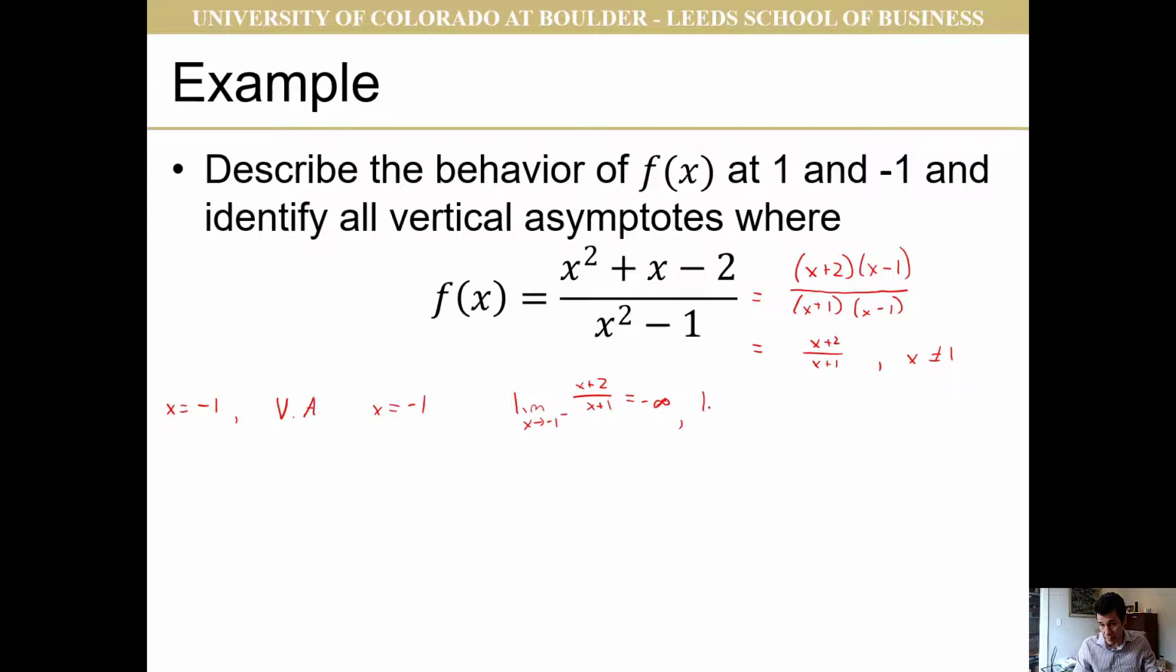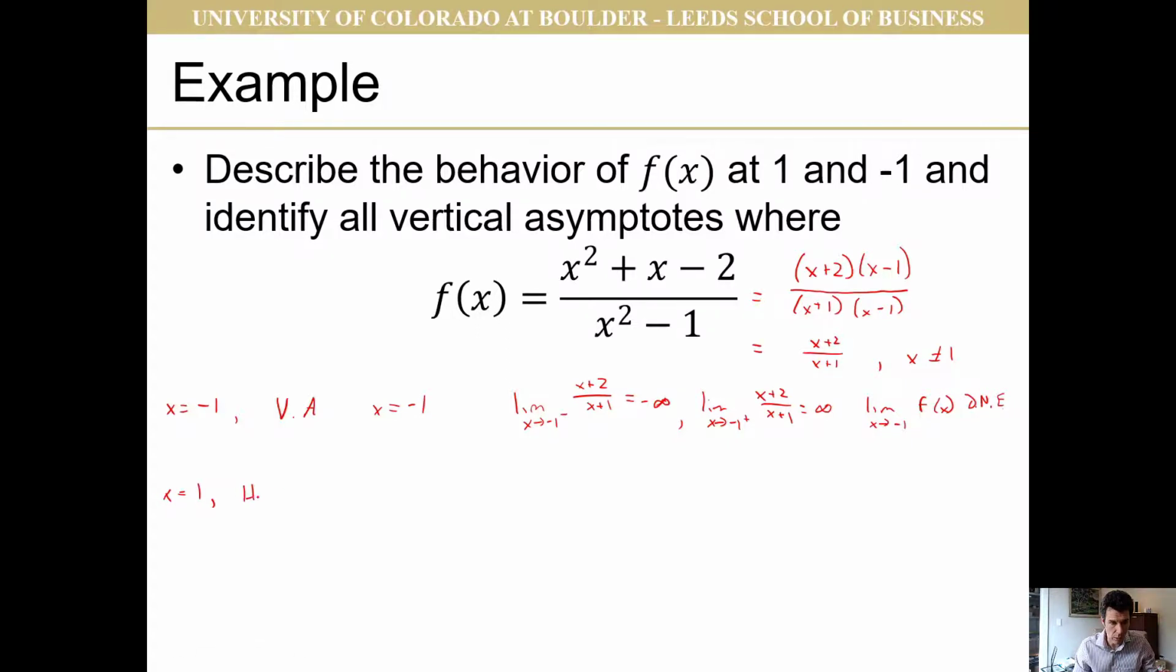Look at the right. The limit as x goes to negative 1 from the right of (x plus 2) over (x plus 1). Again, the numerator is very close to 1. The denominator is going to 0, but this time it's from the right, so it's positive. So that's infinity. And because these are different, we know the limit as x goes to negative 1 of f of x does not exist. Okay, let's look at x equals 1.